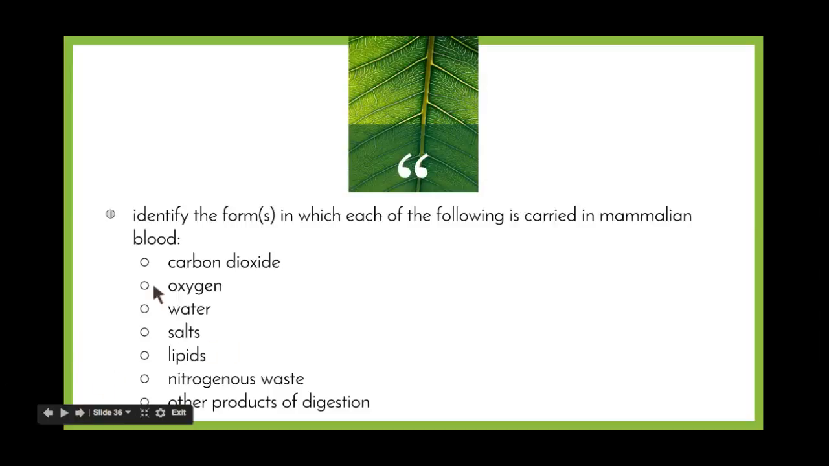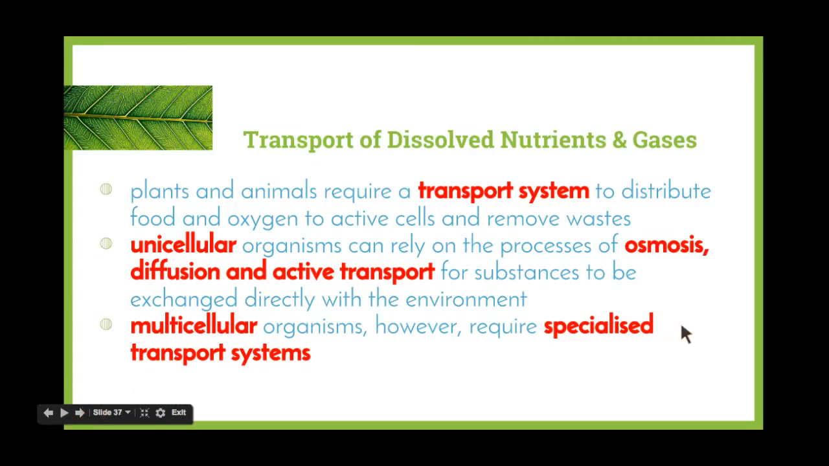Before we go on and have a look at each of these different substances and how they're carried in the blood, we're going to just go back and have a look at a little bit of information on transport systems and blood in particular, just to make sure that we're all on the same page. So the transport of dissolved nutrients and gases.